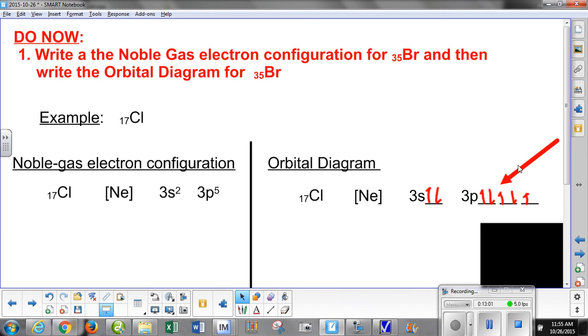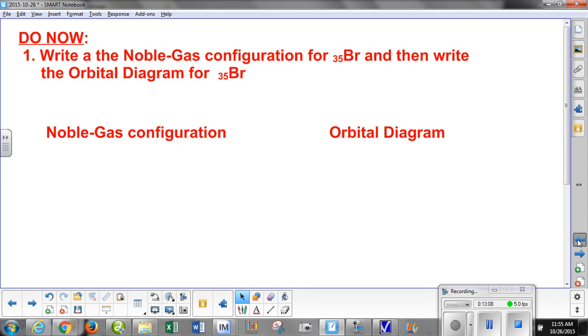Okay? Is that making some sense? This is exactly how I want you to do the do now. So let's do the do now, and we'll check that in just a minute. Now what we're going to do is check out the do now, because that's one good example, and we'll show you what that looks like on a student's paper.